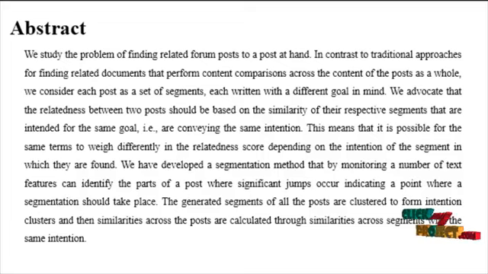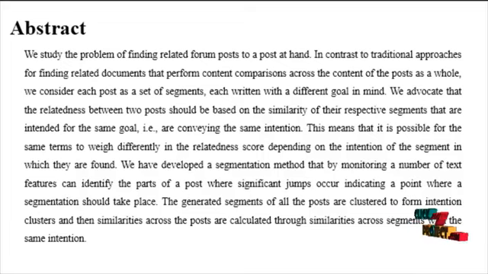We study the problem of finding related forum posts to the post at hand. It contrasts with traditional approaches for finding related documents that perform a context comparison across the contents of the post as a whole. We consider each post a set of segments, each written with a different goal in mind. This means it's possible for the same term to be weighted differently in its latent scope depending on the intention of the segment in which it is found.